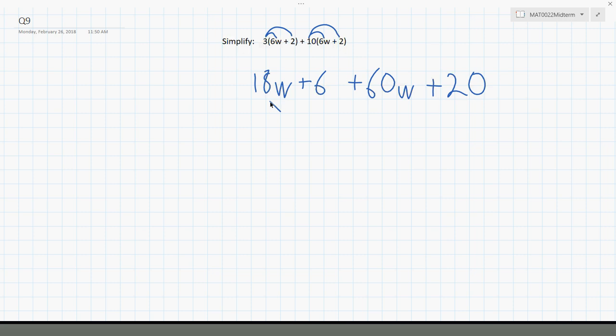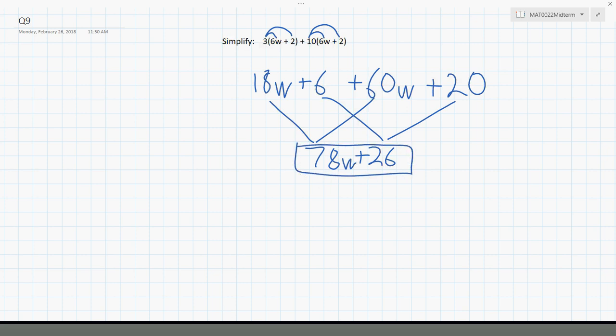Now I get to add like terms, because these have W's. They speak the same language, and because these are numbers, they speak the same language. So we're going to have a 26 over here, and we're going to have 18 plus 60, so that's going to be 78W. That's as far as we can go right now. It's not equal to anything. We don't know what it's going to go, so that's what we got. All right?